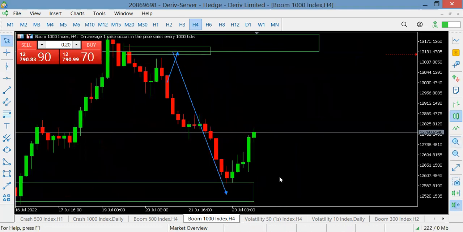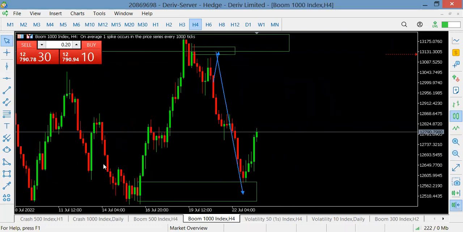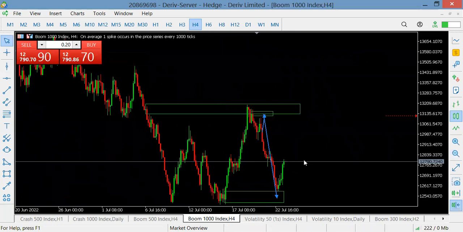And as you can see, price just tapped into our zone of interest, and then began pushing to the upside. And right now, Boom 1000 index is bullish at the moment.